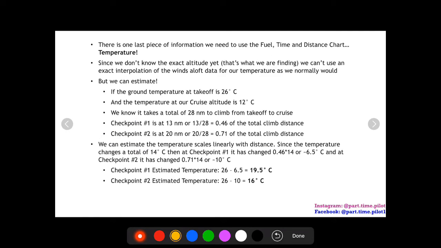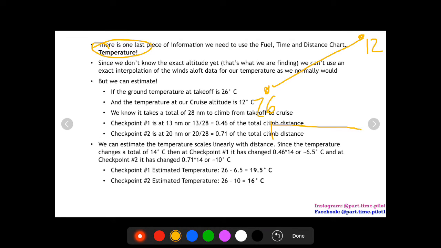There's one last piece of information we need, and that's temperature. Since we don't know the exact altitude, that's what we're finding, we can't use an exact interpolation of the winds aloft from our temperature as we normally would, but we can estimate. Assume we're taking off from here and the temperature is 26 degrees. We take off, and up here at cruise, the temperature is 12 degrees.